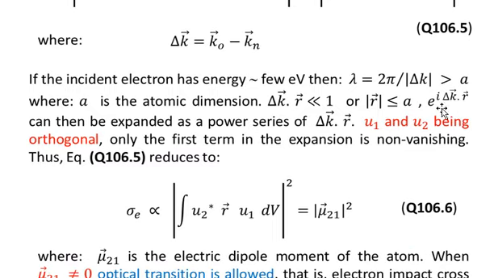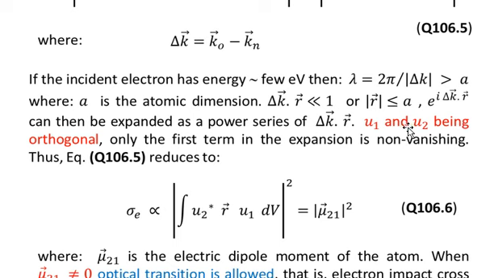So e to the power iota delta k dot R can then be expanded as a power series of delta k dot R. U1 and U2 are orthogonal. That is, U1 and U2 are independent of each other. Their energies are independent of each other, and the spins of these two states are also independent of each other. That is, they have different spins.